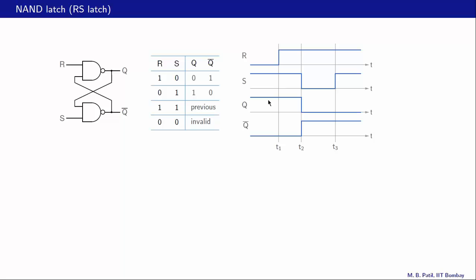So we have Q equal to 1 and Q bar equal to 0. Alright, now at T1 there is a change. R changes from 0 to 1, S continues to be 1, and now let us look at this table and figure out what should happen. So we have R equal to 1, S equal to 1 here, and this says previous. That means Q will stay at its previous value, Q bar will also stay at its previous value, and that is what we see over here. Q remains equal to 1, Q bar remains equal to 0.